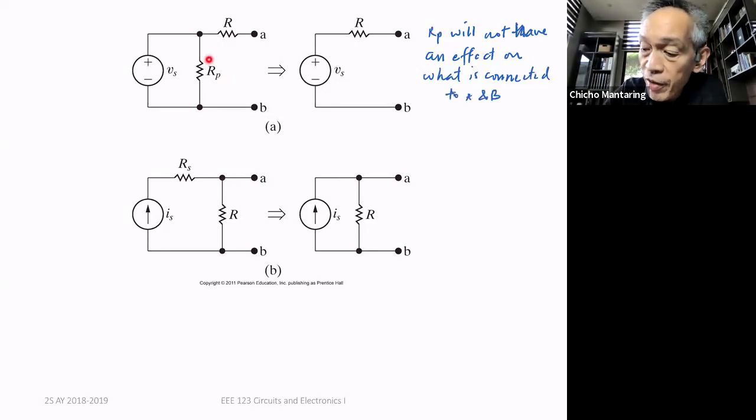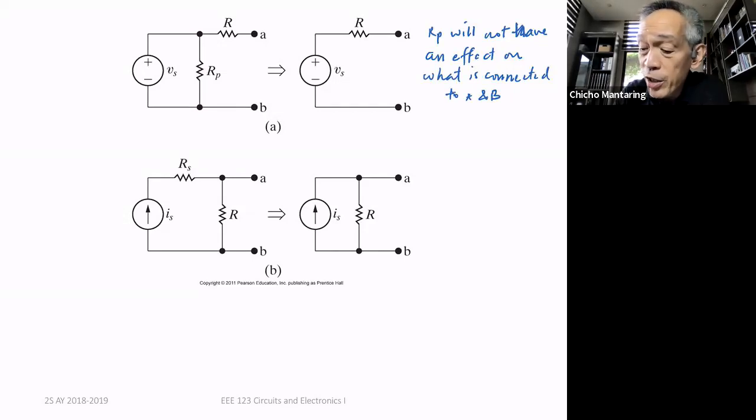Because regardless of the value of this resistance, whether that resistance be very small or that resistance be very large, the voltage across it will always be constant at V sub X. So it could have been equal to infinity. That is, it could have been an open circuit, and the value across it will still be equal to V sub X.